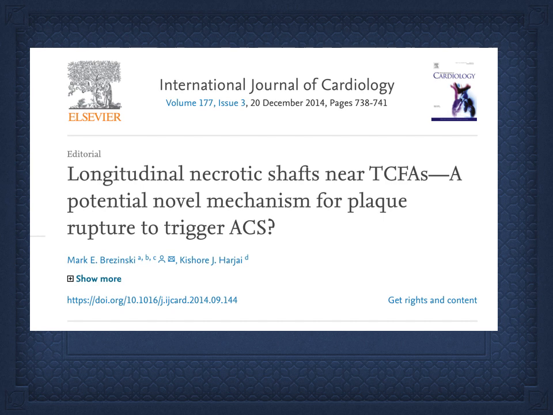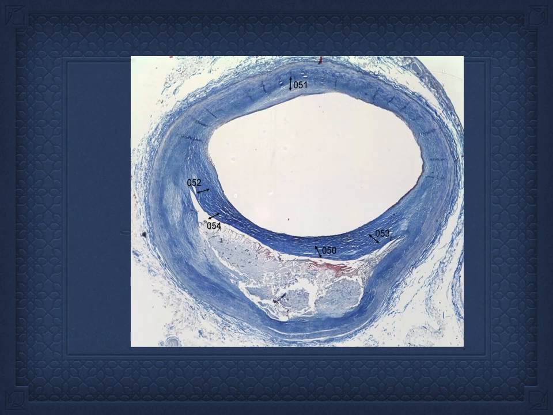But we'll discuss this paper in a little bit more detail shortly. So we, like other groups, have been looking at plaques in cross-section since the early 90s, trying to figure out what makes certain plaques lead to ACS. And this is just an example of a plaque in cross-section.